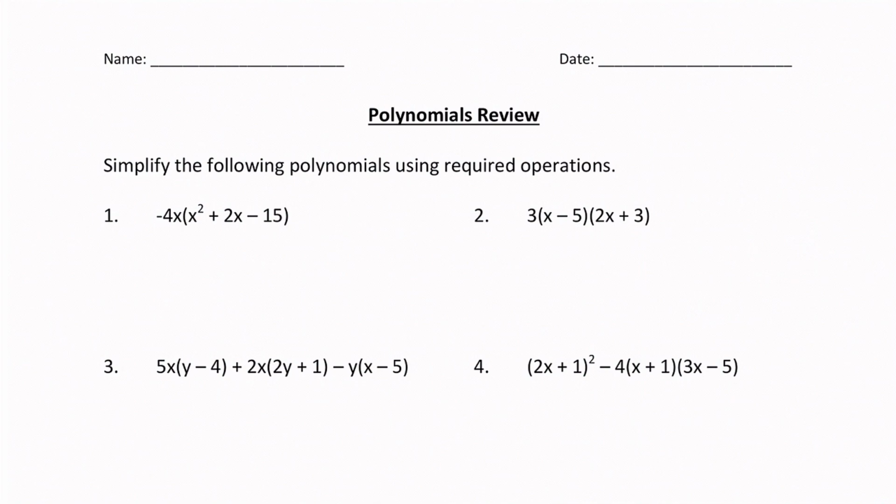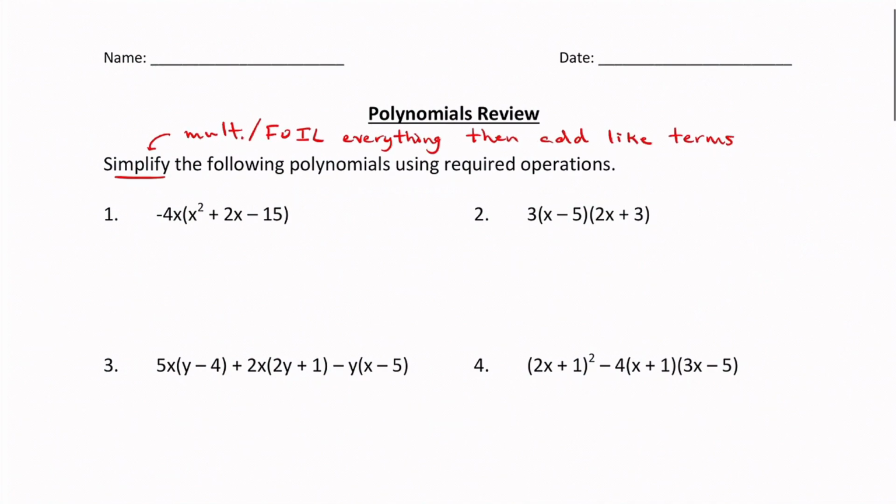So the first question says we're going to simplify the following polynomials using required operations. All that means, when you see the word simplify, is that you're going to multiply or FOIL anything out and then add your like terms together.